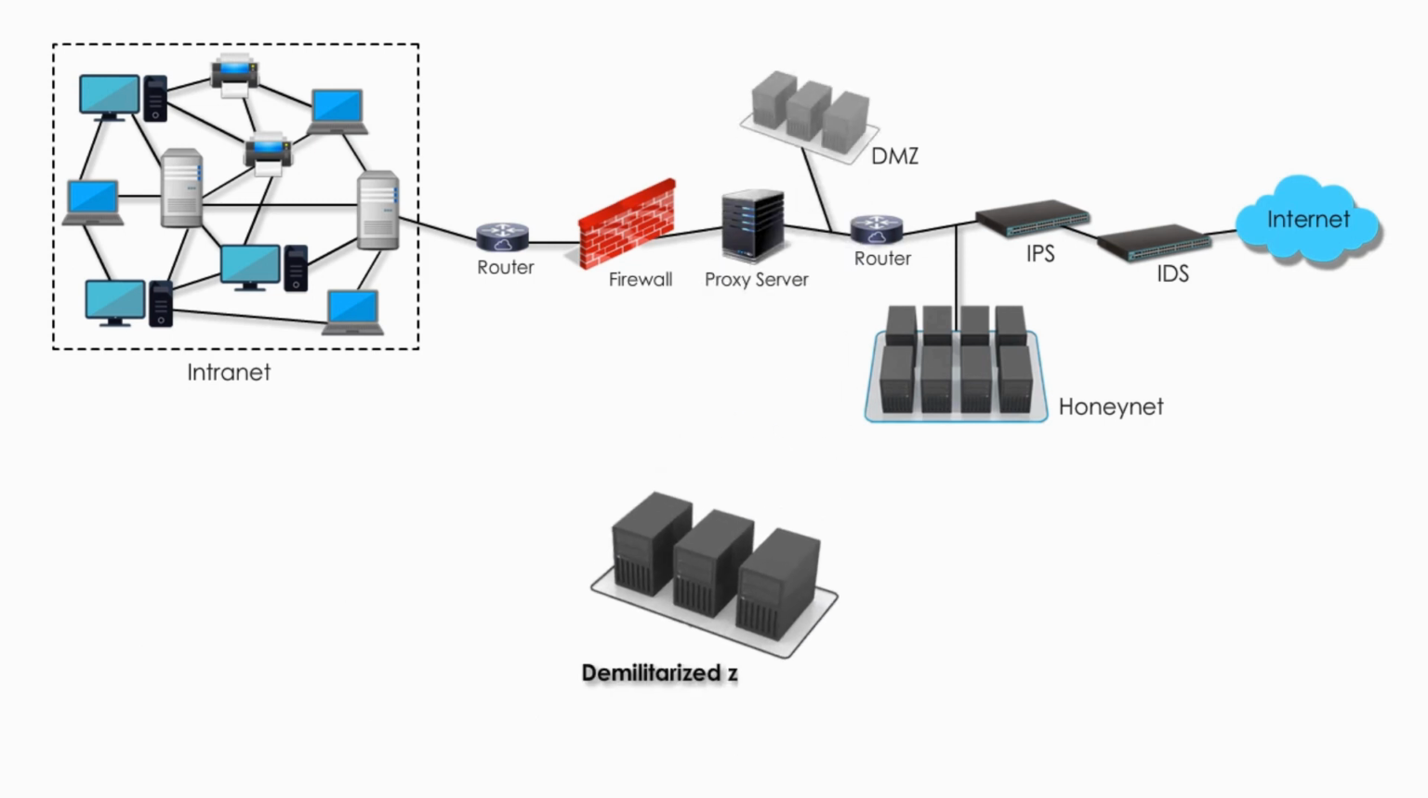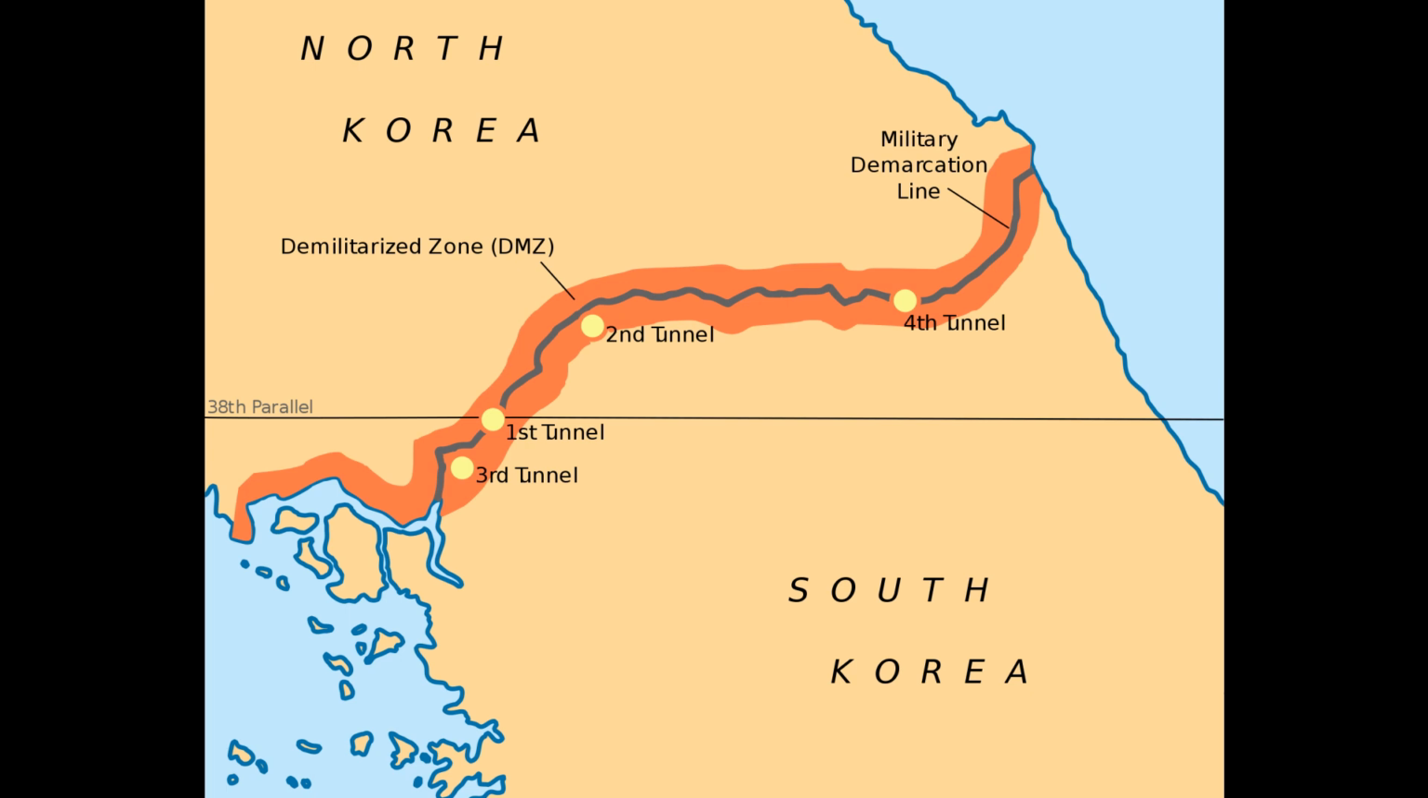DMZ stands for Demilitarized Zone. We borrow this term from Korean Demilitarized Zone. When the Korean War ended in 1953, a ceasefire agreement was signed and DMZ was created. But anyway, according to this ceasefire agreement, within this buffer zone, no military troops, no weapons are deployed.